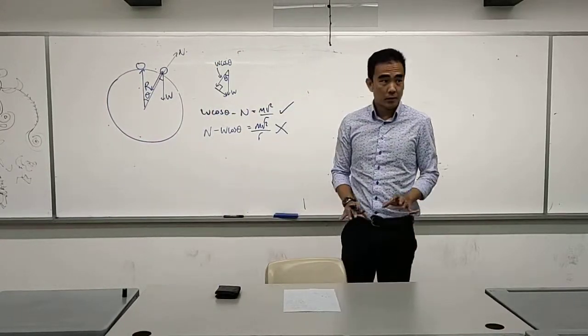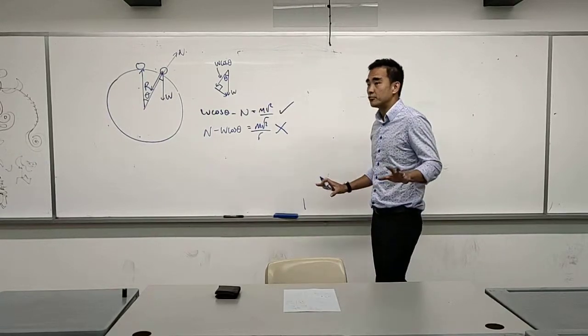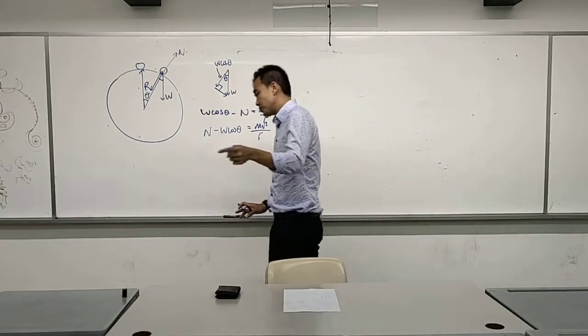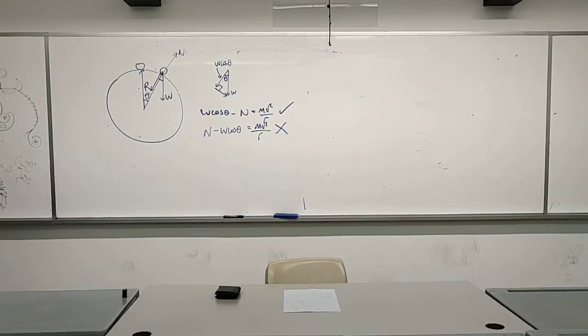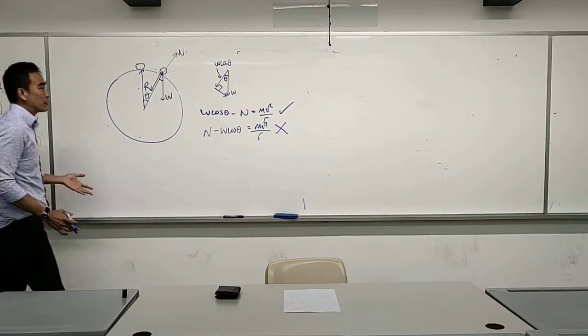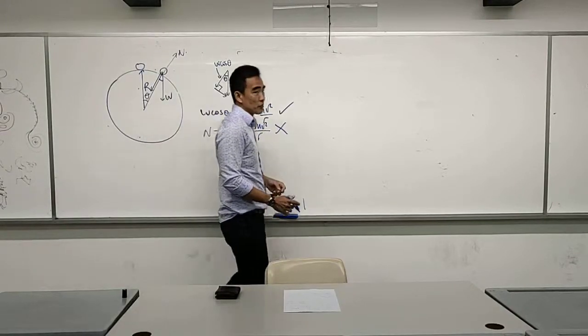It's a very important idea, and it's consistent throughout all the examples I showed you. Net force points towards the center of the circle. Net force is centripetal force. And now this is the problem. We got W cos theta minus N equals mv squared upon r.